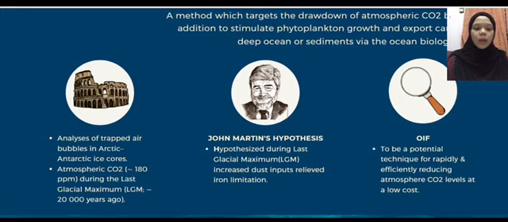How did they know about the atmospheric gas composition in ancient times? Back in ancient times, they had analyses of trapped air bubbles in Arctic and Antarctic ice cores, which showed the atmospheric carbon dioxide or CO2 was around 180 ppm during the last glacial maximum, LGM, around 20,000 years ago.